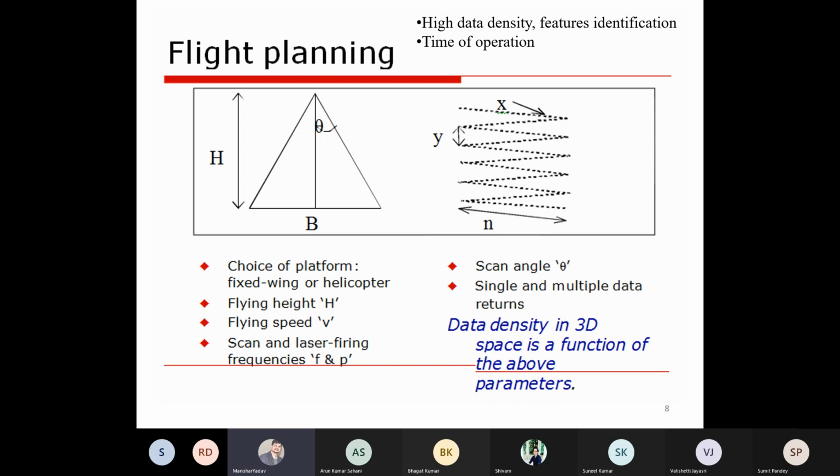And it will come out to be the same because F is fixed. It will be equal to how much? Scan frequency divided by speed. Yes, sir. And the spacing Y comes out to be speed along the flight direction divided by scan rate. So that will be the distance covered per scan line.